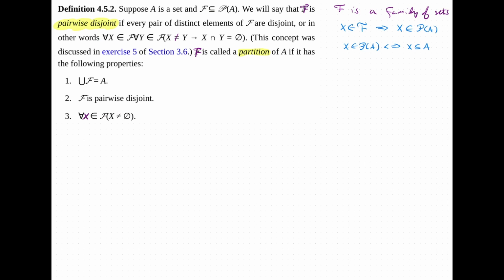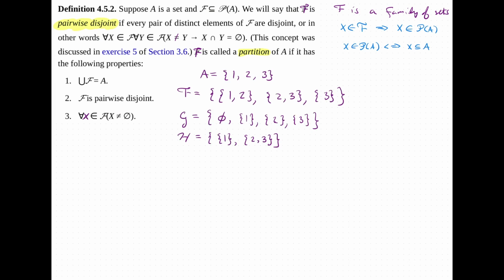So let us consider an example. So now we are going to be looking at the set A. This is the set {1, 2, 3}, and we have three different families of sets whose elements are subsets of A. So we have F. This consists of {1, 2}, the set containing 2 and 3, and the set containing 3. We have G, has the empty set, it has {1}, it has {2}, and the set containing 3. And we have finally H, the set containing 1, and the set containing 2 and 3. So let's see which of these is a partition of A.